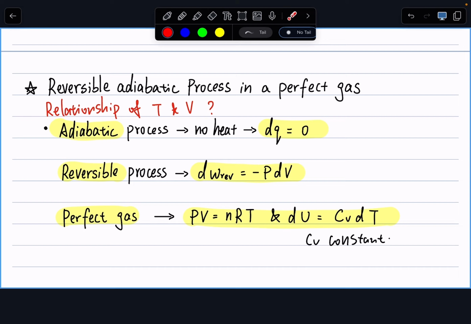You can also move Cv to the right-hand side. That doesn't really change anything. With this expression, it becomes quite straightforward to take the integral on both ends of the equation to get 1 over T dT equals negative nR over Cv, these are my constants, and 1 over V dV.